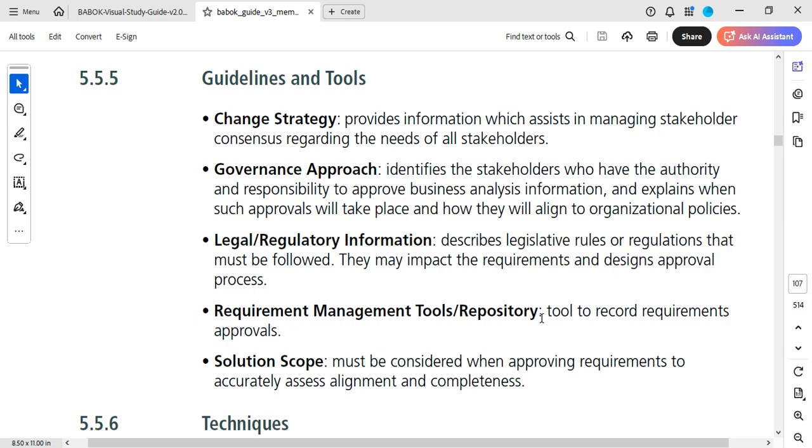Guidelines and tools. Change strategy provides information which assists in managing stakeholder consensus regarding the needs of all stakeholders. Governance approach identifies the stakeholders who have the authority and responsibility to approve business analysis information, and explains when such approvals will take place and how they would align to organizational policies. Legal or regulatory information describes legislative rules or regulations that must be followed. They may impact the requirements and designs approval process.